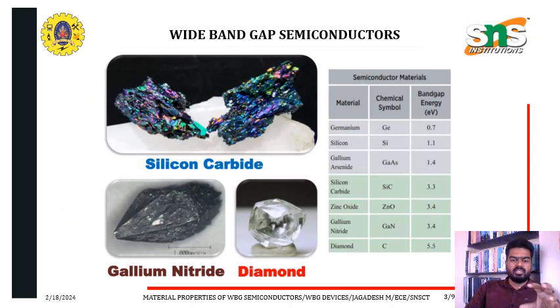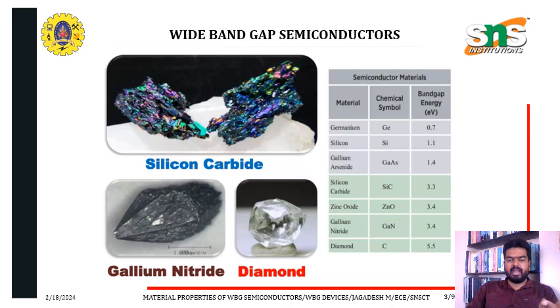Here you can see the popular wide bandgap semiconductors are silicon carbide and gallium nitride. These are the popular wide bandgap semiconductors used in the real world in many applications. Now, for the semiconductor materials, the conventional semiconductor materials, their properties and the band gap are given over here.